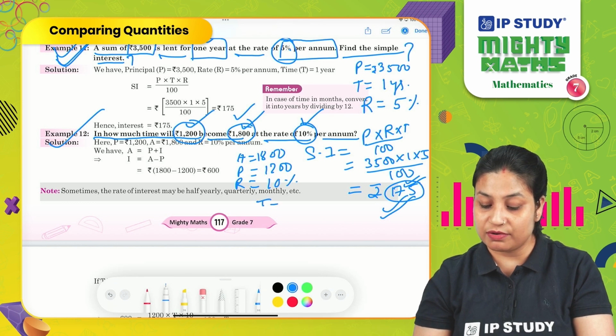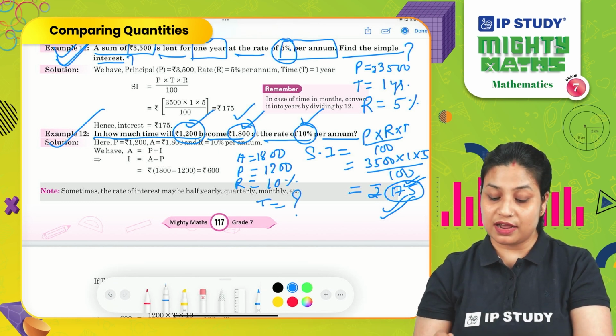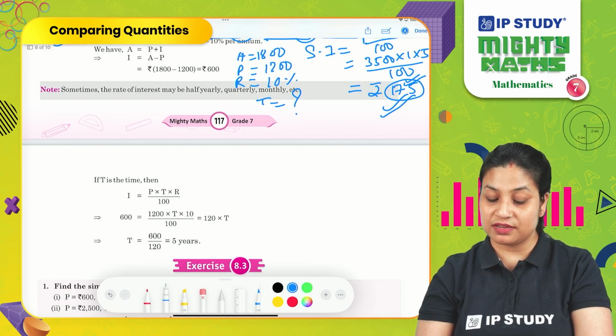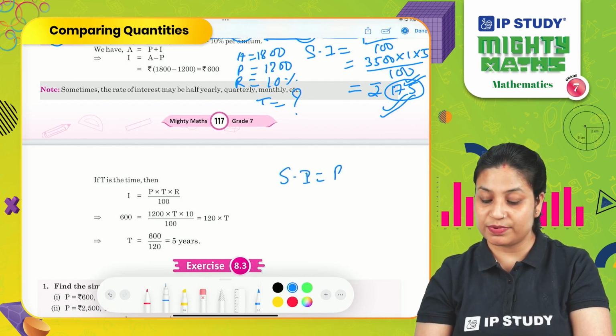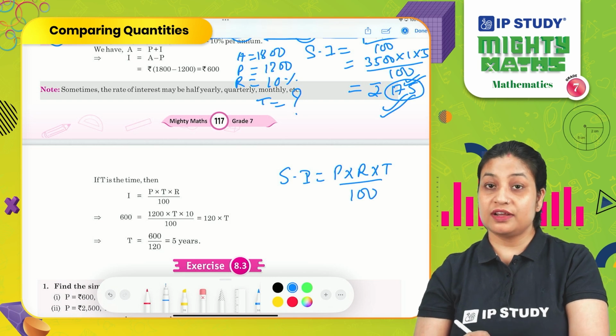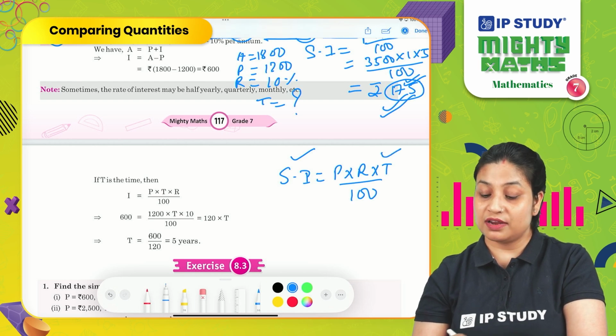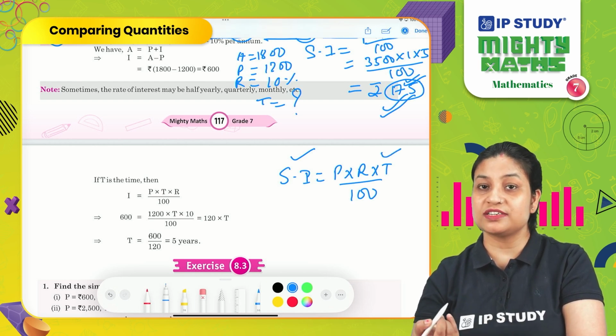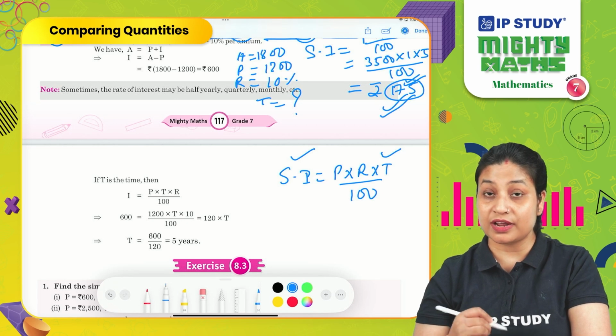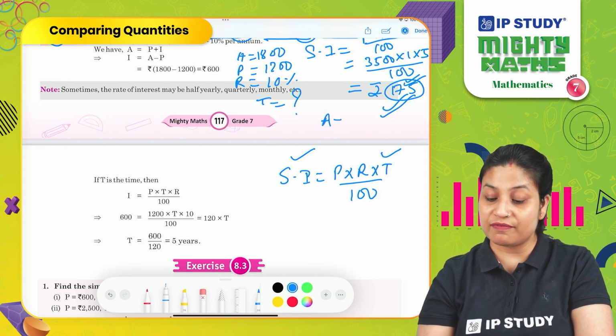What you have to find out? You have to find out T. Right? Now put the values in the formula. Simple interest is equal to P into R into T upon 100. Dear students, if you look at this formula, you can see we have two unknown quantities, one is simple interest and another one is time. Time we have to calculate. Can we calculate simple interest? Yes, we can. How? I told you we have a formula: Amount is equal to P plus I. We have to calculate this I by subtracting principal from amount.